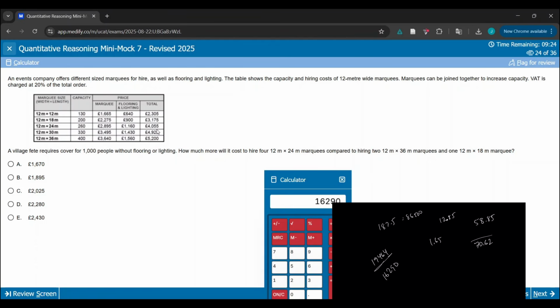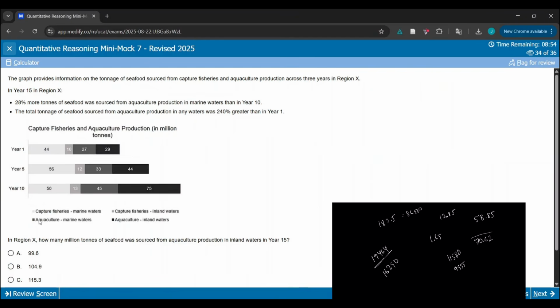Oh, without flooring or lighting, that's why. Okay, I need to read it carefully. So it's just going to be 2895 times 4, 11,580, and then yeah, so you've got 3640 plus 40 plus 2275 is 9555. So 11,580 minus 9555, and times this by 1.2. Okay, there we go. Now we're getting somewhere.